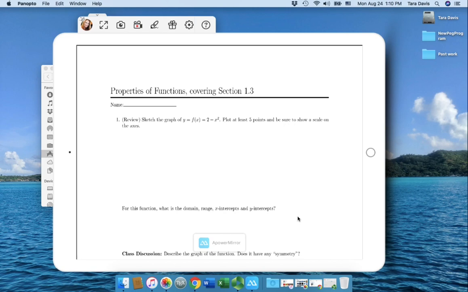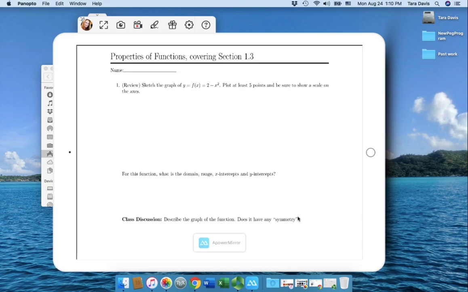So in this problem, we're asked to sketch the graph of the function y equals f of x equals 2 minus x squared. We're going to plot at least 5 points and be sure to show a scale on the axes. So let's get started plotting some points. I'm just going to start with those 5 points that we usually use and see how it works out. And if I need more, I'll choose more. So I'm going to take the -2, -1, 0, 1, and 2.